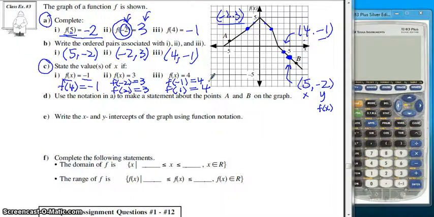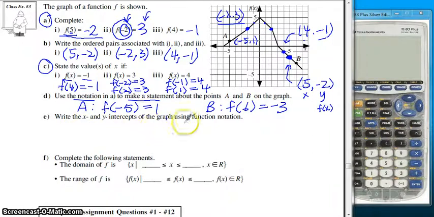D, use the notation in A to make a statement about points A and B on the graph. Point A, I see the coordinate is -5, 1. So you want to write a statement similar to A using the notation there: f of x equal to y. Look at the point: -5 is x, 1 is y. And then point B, look at the coordinate, it is 6, negative 3. So you write f of 6 is negative 3.